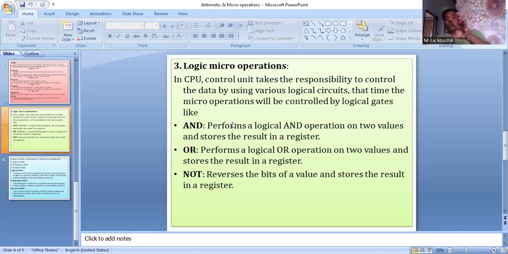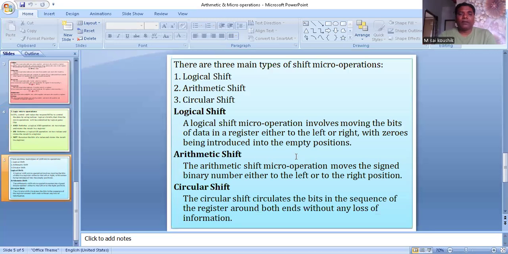So logical gates, if you have some doubts, just rewind the logical gates video also. And the last one is the shift micro operations. I'm writing here. There are mainly three types of shift micro operations: logical shift, arithmetic shift, and circular shift. Shift means we simply pass from one place to another, moving from one location to another location. That is called shift.